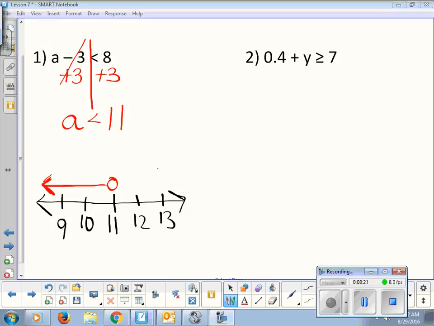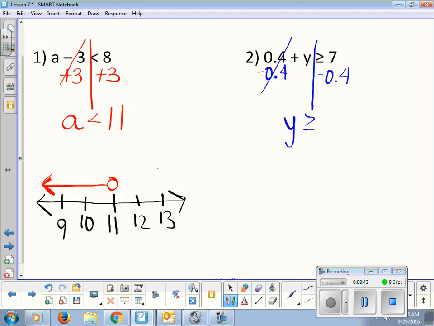Okay, for number 2, we have 4/10 plus y is greater than or equal to 7. If you split your inequality, we have 0.4 plus y. How do we get rid of 0.4? We're going to subtract 0.4 from both sides. This will cancel out. I'll bring down my y and my greater than or equal to sign. What is 7 minus 4/10? 6.6.